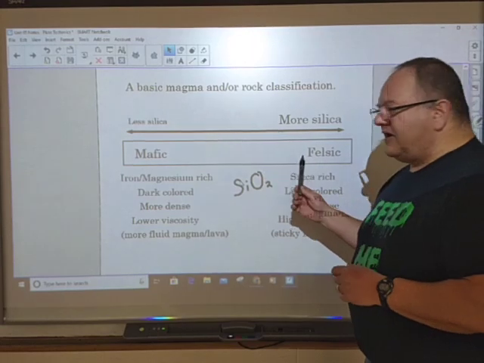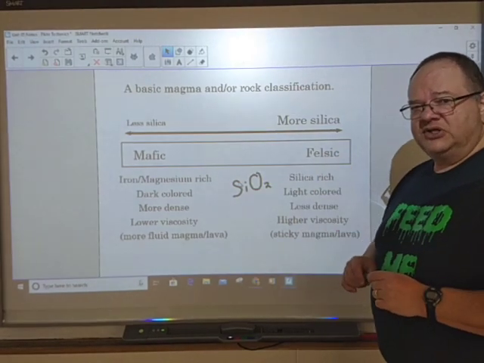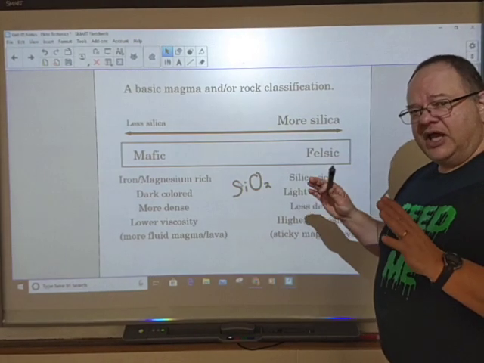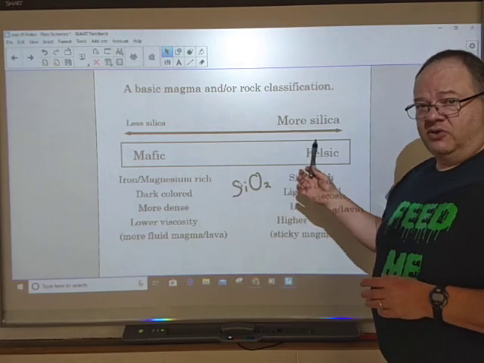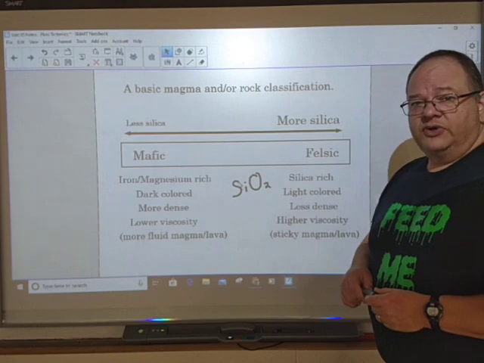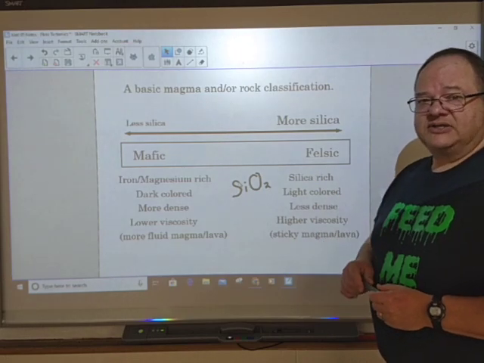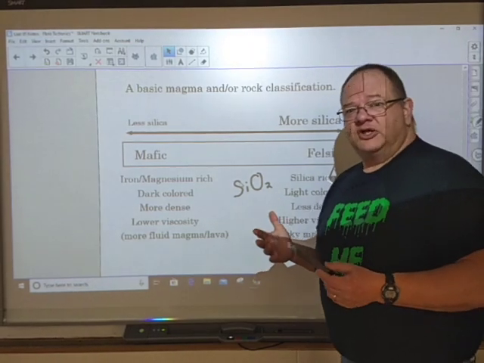So mafic and felsic are words that I'm going to be using to describe some of the rock layers in the Earth, and so you need to have some comprehension of what they are. I know that those are kind of new words for you, but any class has some vocab that you have to study.